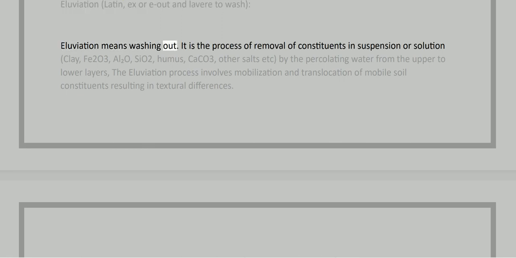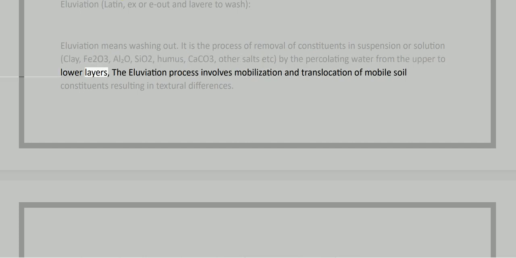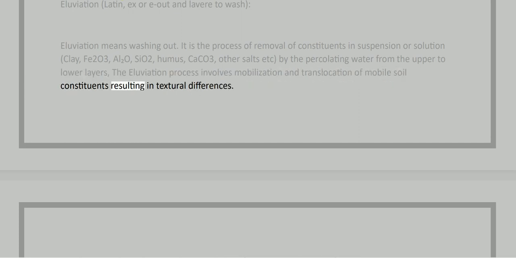Eluviation, Latin ex or e, out, and lavare, to wash. Eluviation means washing out. It is the process of removal of constituents in suspension or solution, clay, Fe2O3, Al2O3, CO2, humus, CaCO3, other salts etc., by the percolating water from the upper to lower layers. The eluviation process involves mobilization and translocation of mobile soil constituents resulting in textural differences. Translocation depends upon relative mobility of elements and depth of percolation. The horizon formed by the process of eluviation is termed as eluvial horizon, A2 or E horizon.